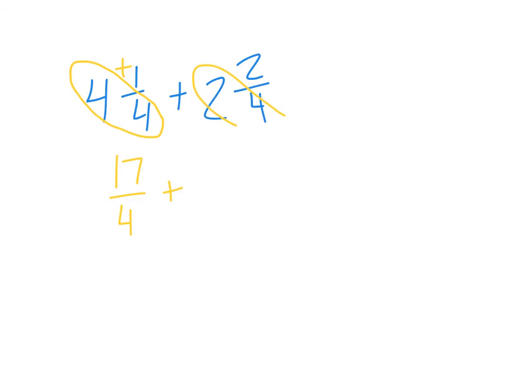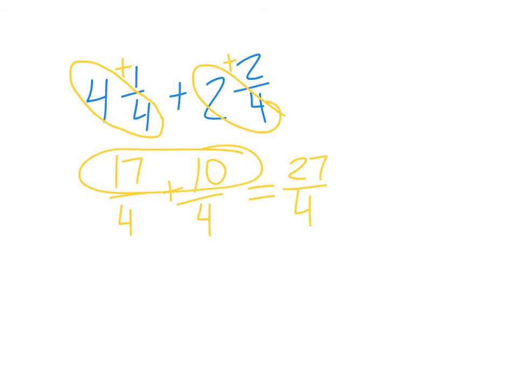Plus, what's 4 times 2? 8. Plus 2? 10. 10/4. Okay, my denominator stays the same. What's 17 plus 10? 27. Now I just turn it back into a mixed number. You can say it at the same time. I'm cool with everybody answering. How many times can 4 go into 27?